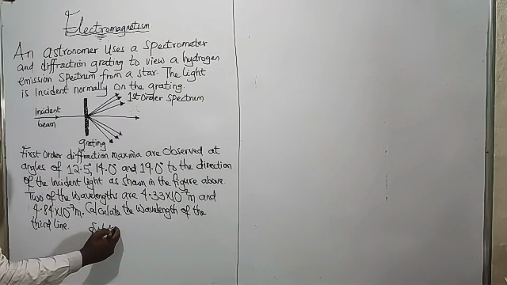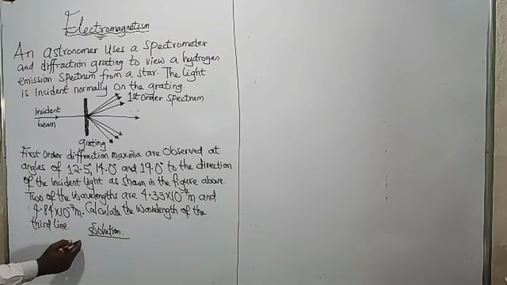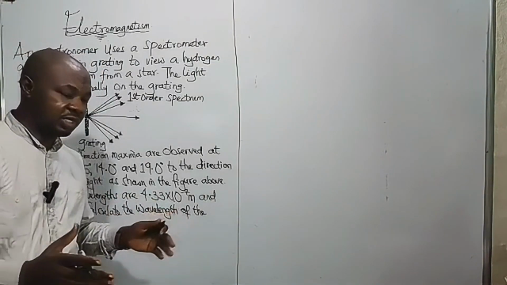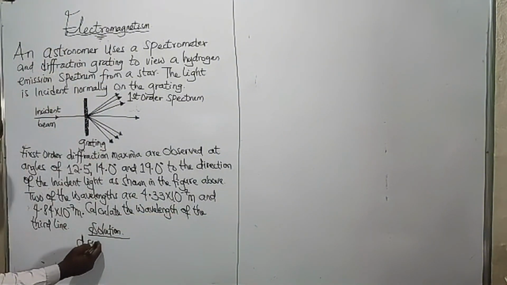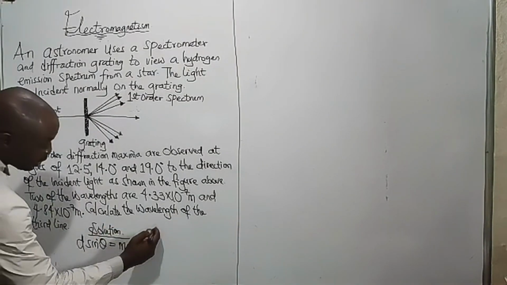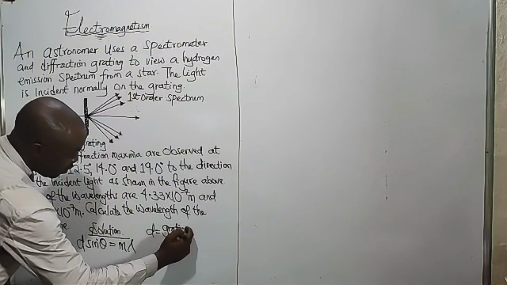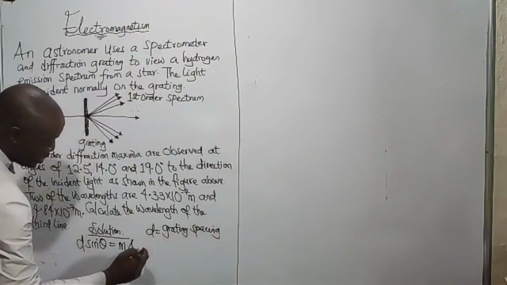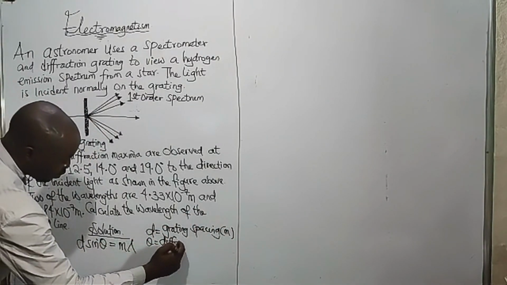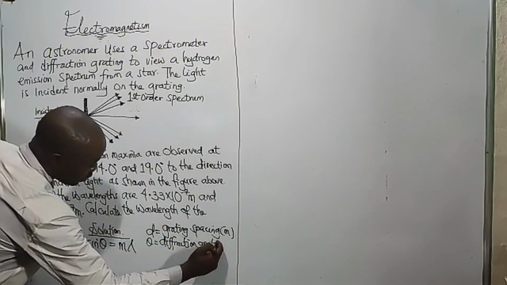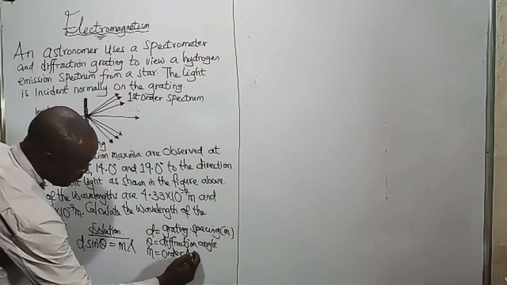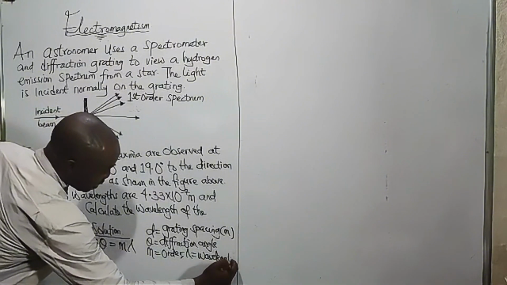The diffraction grating equation is d sine theta equals m lambda. d is the grating spacing, and the unit will be meters. Theta is the diffraction angle. m is the order. And lambda is the wavelength.